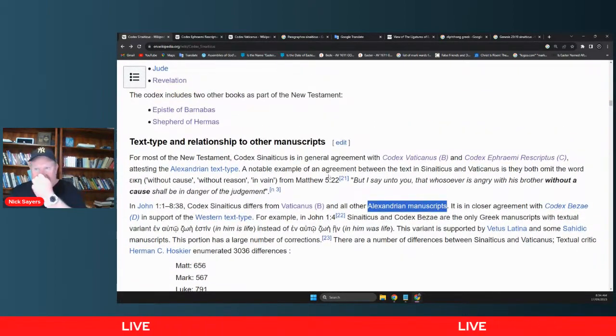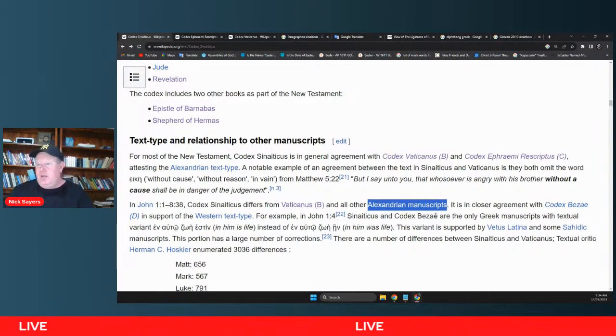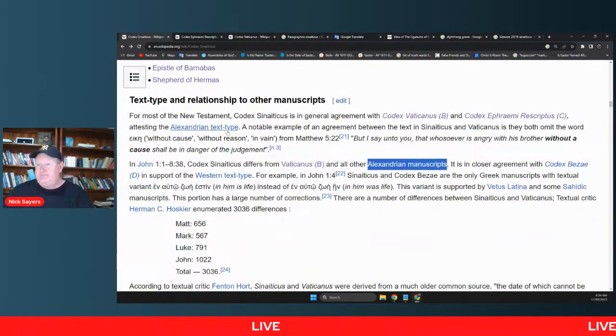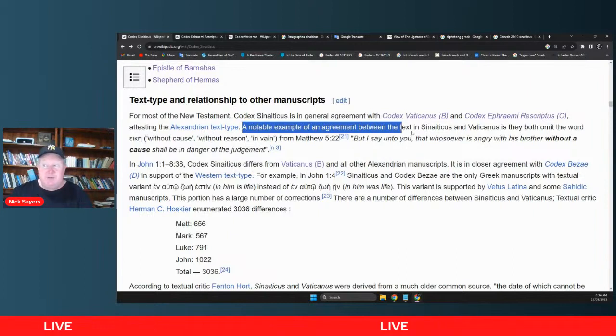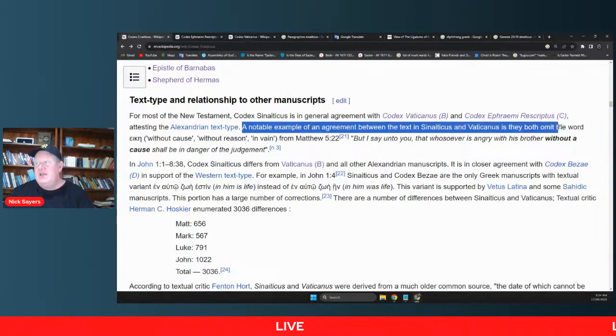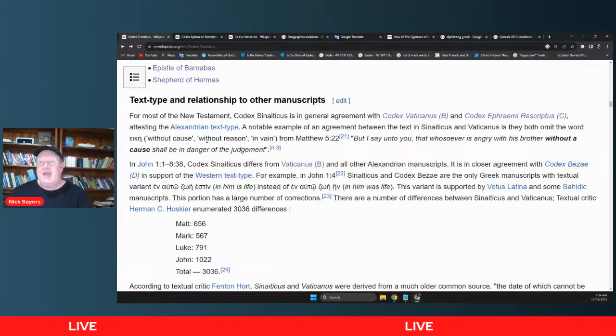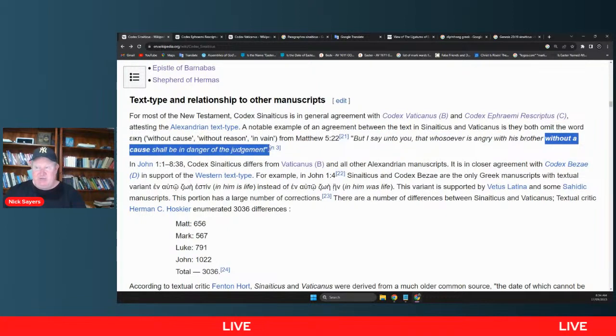Okay, so back to here. So they're saying they're in agreement. A notable example of agreement between Sinaiticus and Vaticanus is they both omit the word eike, without cause or without reason or in vain, in Matthew 5:22. But I say unto you, whosoever is angry with his brother without a cause shall be in danger of judgment.